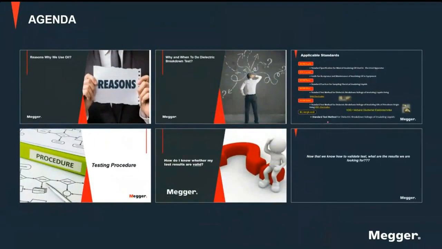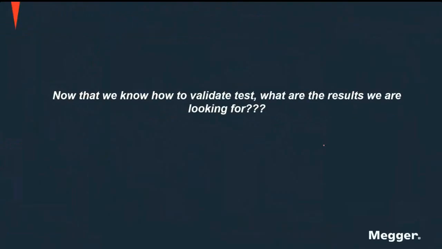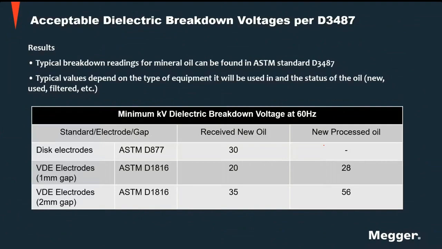Okay. All right. So now that we know that our test is valid, we can do the result assessment. According to ASTM D3487, if you are using D877, the mean breakdown voltage or the average voltage should be at least 30 kV for a received new oil. And for D1816, if it is a received new oil, then 20 kV. Remember, this is a 1 millimeter gap only. That's why it's lower, because it's 1 millimeter.